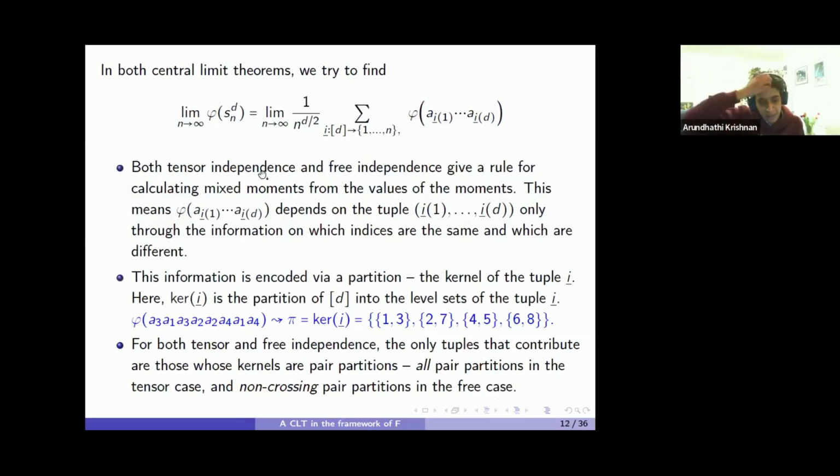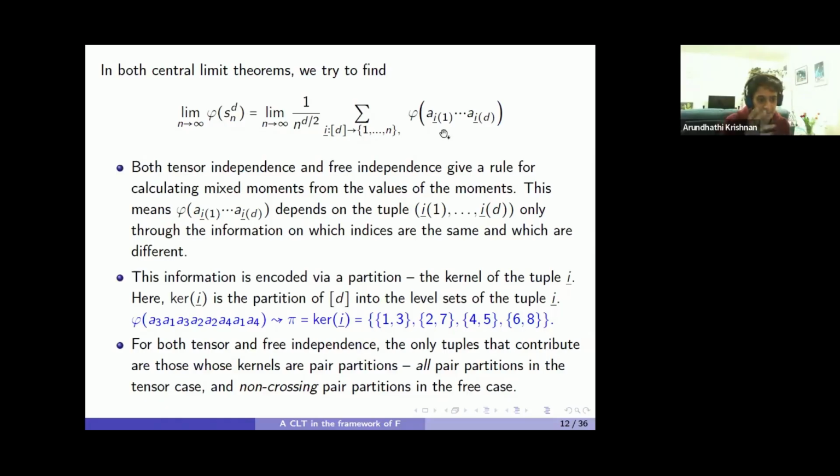So just to say briefly what's happening when you're actually computing moments, what we're trying to look for in both of these cases is the limit as n goes to infinity of phi of S_n to the power d. And if you break down what S_n is in terms of the random variables A_i, you just get this expression on the right-hand side. It's the limit as n goes to infinity of 1 over n to the d over 2, and then a summation over all tuples i of length d, where the notation [d] is the set 1 to d, taking values between 1 and n, and we're evaluating phi of this product here.